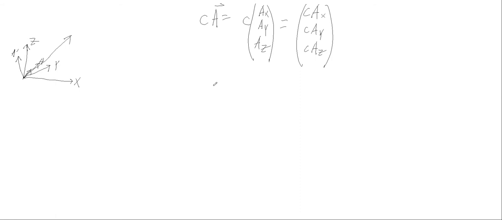And one thing I didn't mention, though, is that scalars are distributive. So if we have a plus, that should be b, this is just equal to c a plus c b.